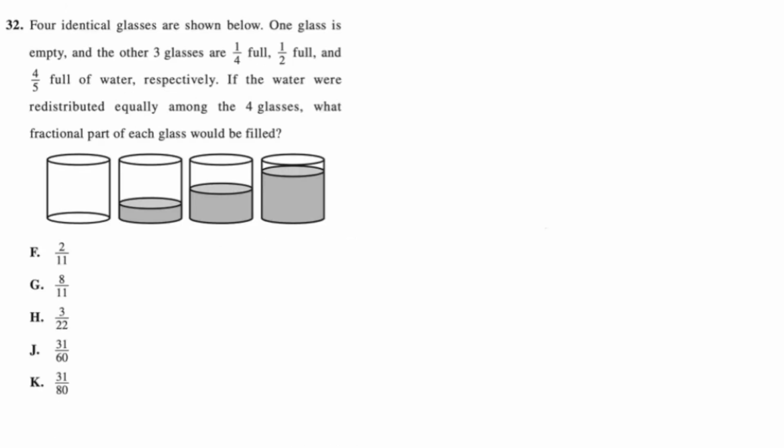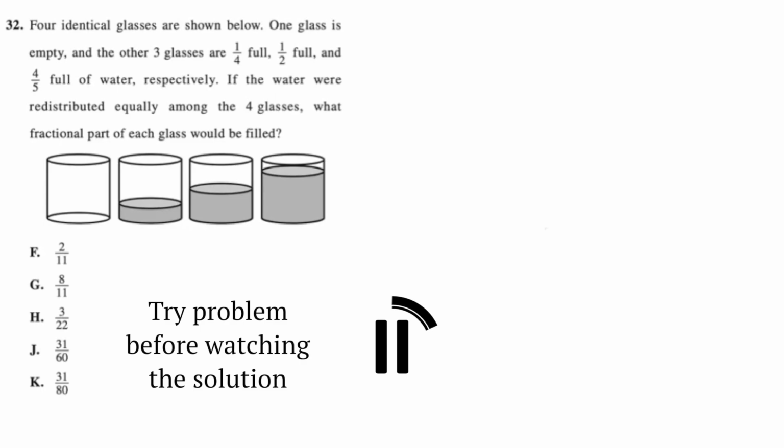Number 32 says, 4 identical glasses are shown below. One glass is empty, and the other 3 glasses are 1/4 full, 1/2 full, and 4/5 full of water, respectively. If the water were redistributed equally among the 4 glasses, what fractional part of each glass would be filled?